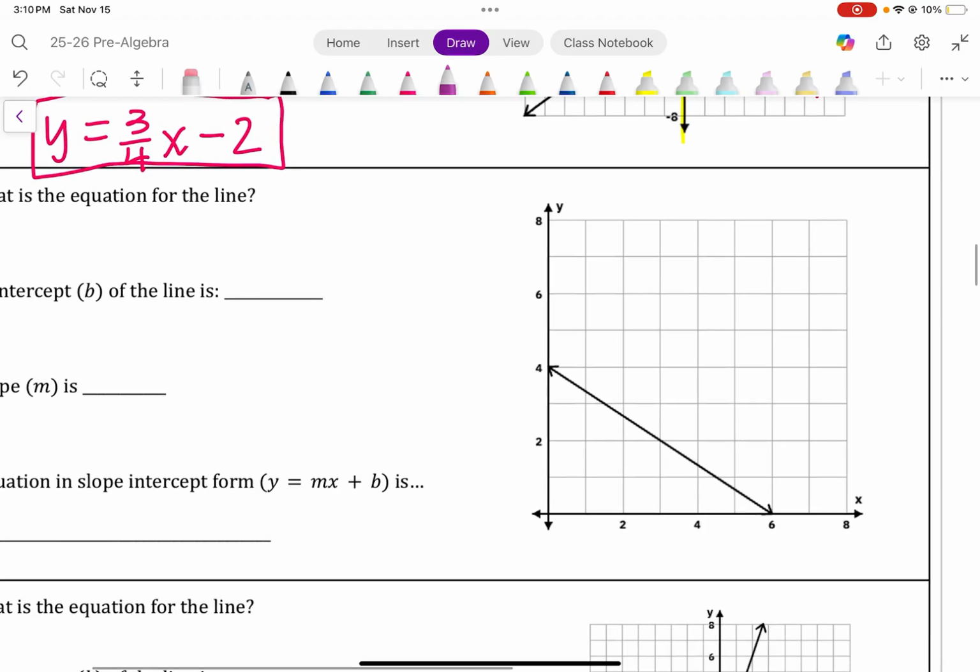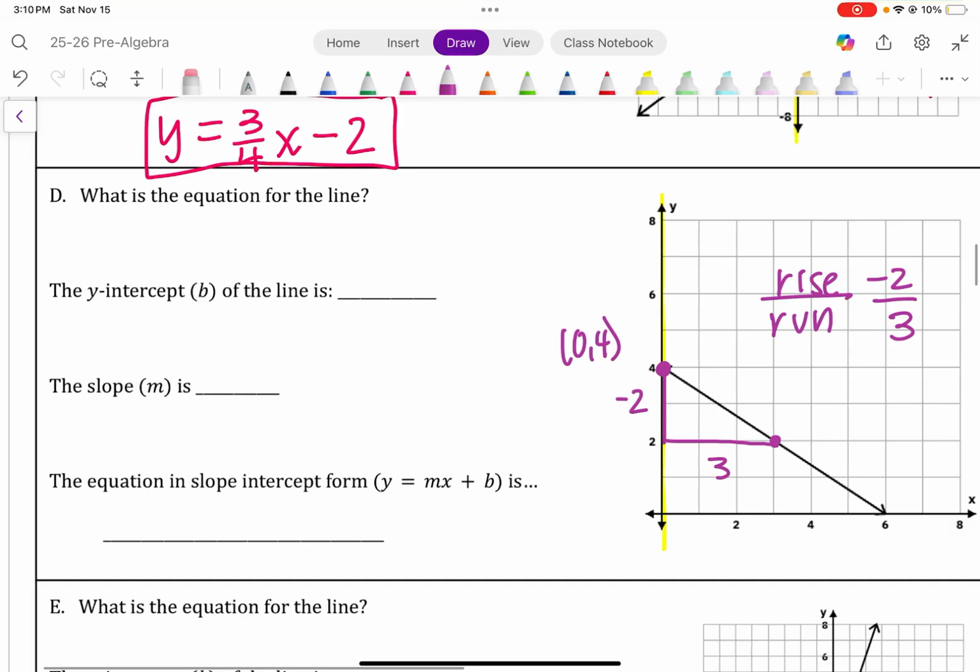Okay, we've got another one. We're finding our slope and our y-intercept. So I can see that this line is going to hit at 0, 4, and it gets to the next perfect point right here. So to get there, my rise goes down -2. So down 2, and my run is 3.